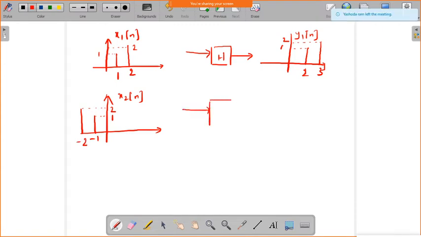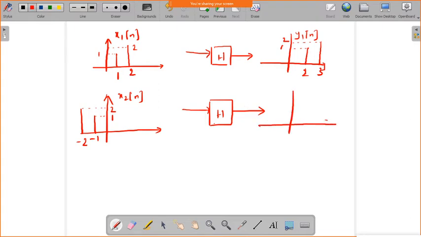Now h is given by, if you pass this x2 of n to the system, it will give y2 of n. So the y2 of n is given by, so here it is -2 and at -3 you will be having the amplitude value 1 and 2.